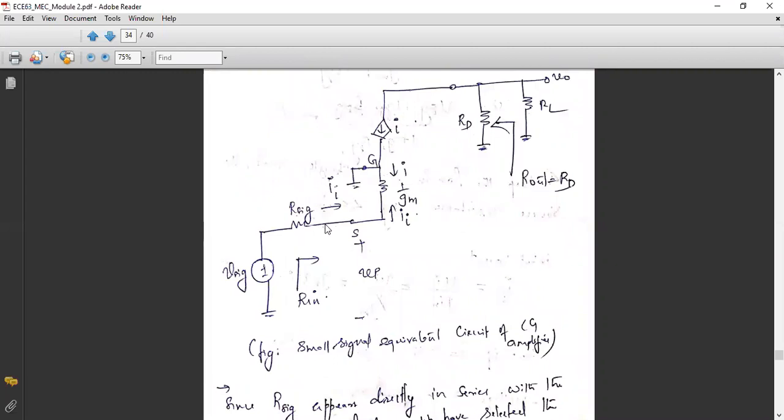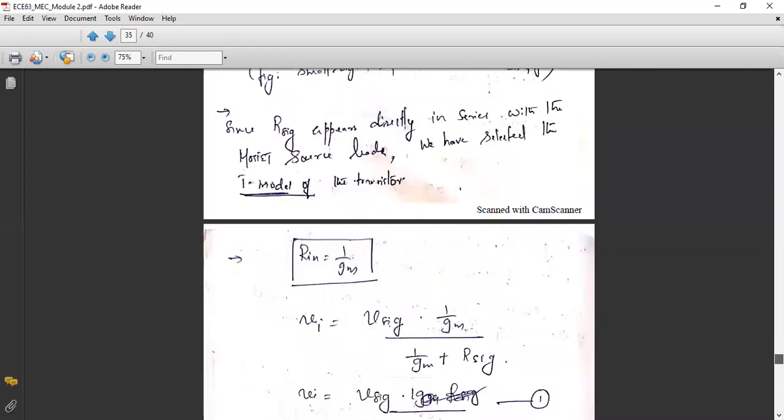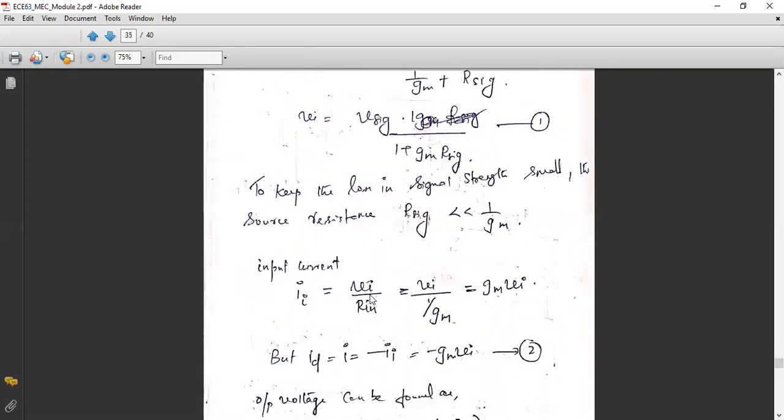Why am I not considering Rs? Because Rs is very much smaller than 1 by gm. So you have to neglect this and only retain 1 by gm. So I have written Rin as 1 by gm. So input current is equal to input voltage divided by input resistance, that is Vi by 1 by gm. This gm will go upwards, that is gm into Vi. Keep it here, we want this particular term later.